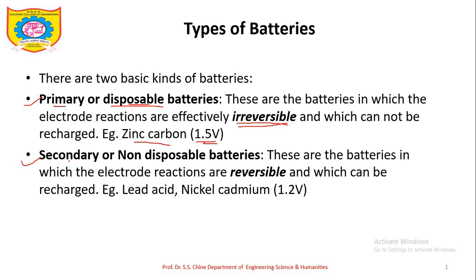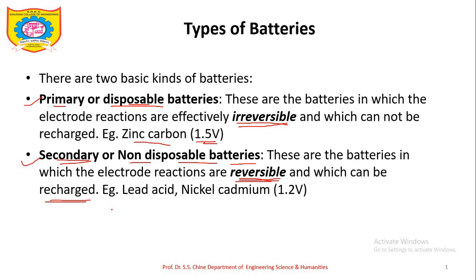Then another type of battery is the secondary battery. So secondary is a non-disposable battery. Means what? It is a reversible reaction type battery. So in these batteries, the electrode reactions are reversible, which can be recharged. So primary batteries' reactions are irreversible, so they can't be recharged, whereas in secondary batteries the reactions are reversible, so they can be recharged.